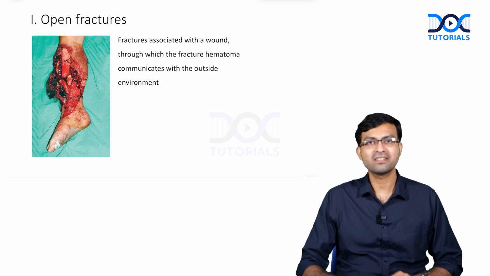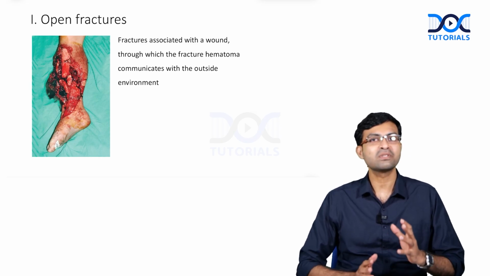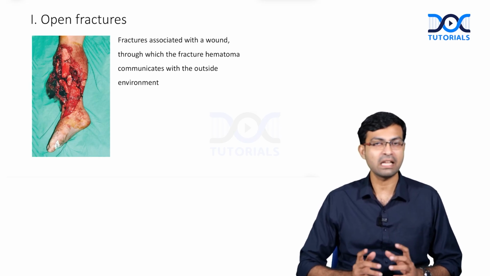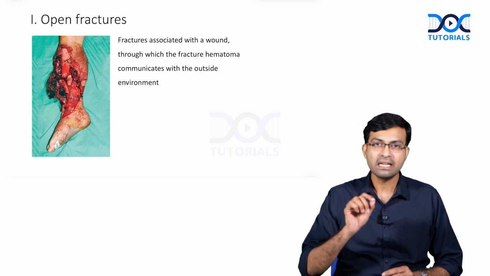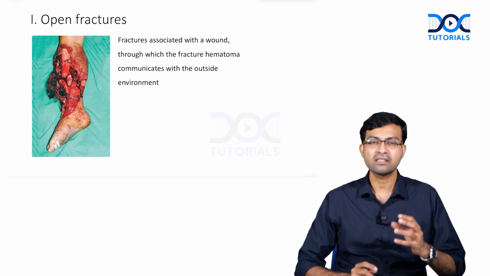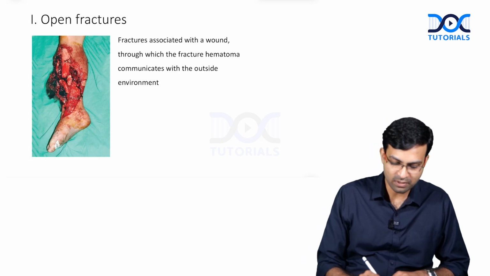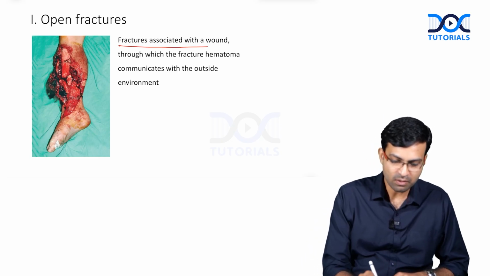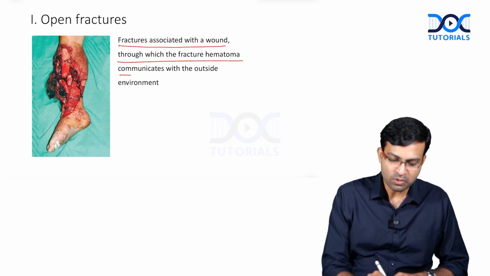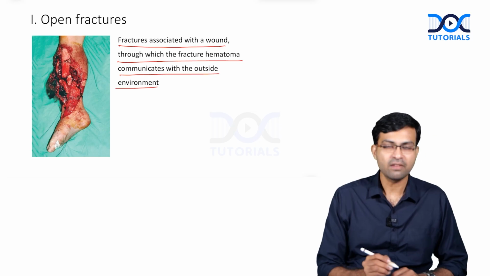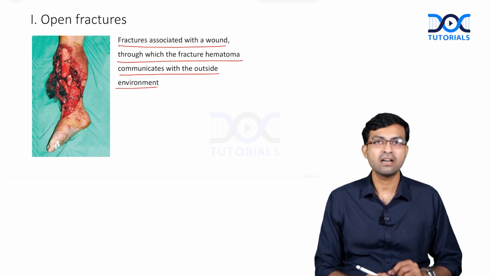What is an open fracture? Open fracture is a fracture associated with a wound, isn't it? But is it any wound? No, a wound should be deep enough that the fracture hematoma should communicate with the outside environment. That is the definition. So, a fracture associated with a wound through which the fracture hematoma communicates with the outside environment. This is what we call an open fracture.